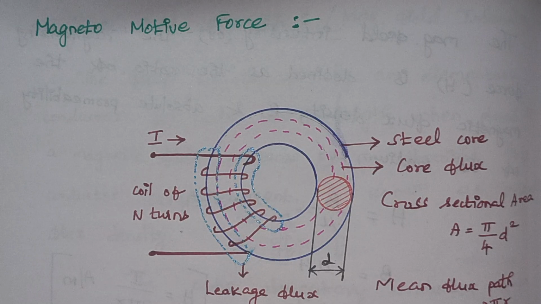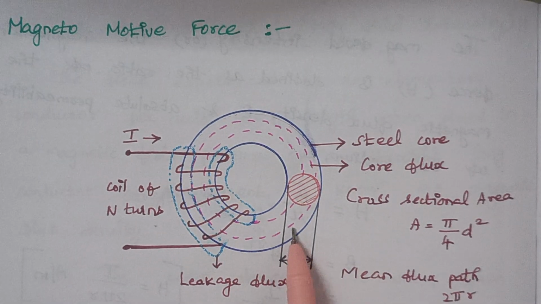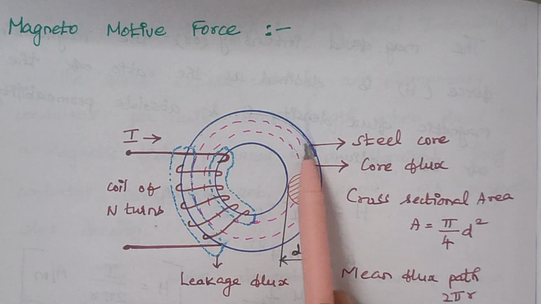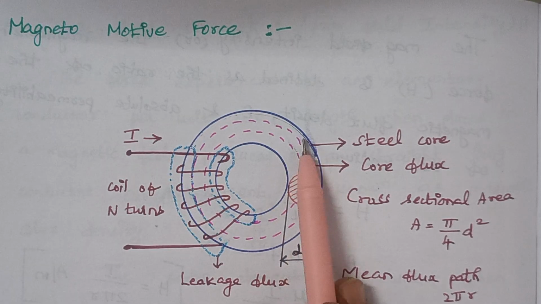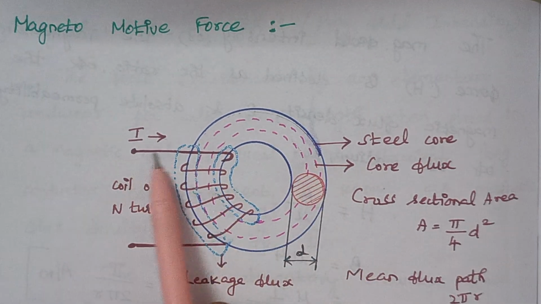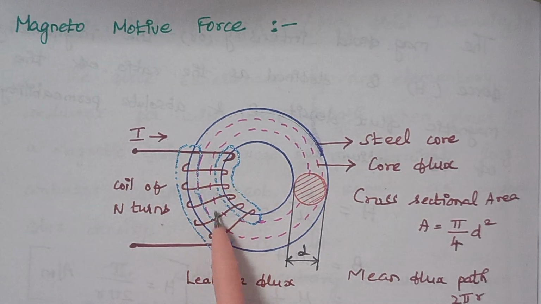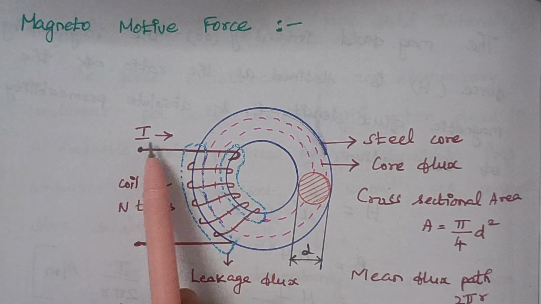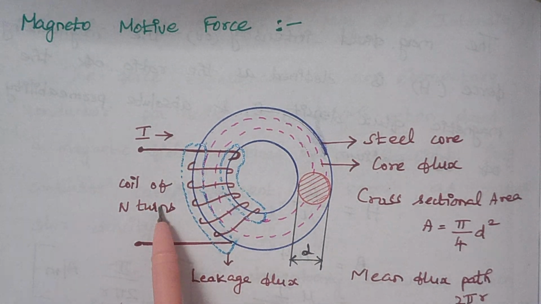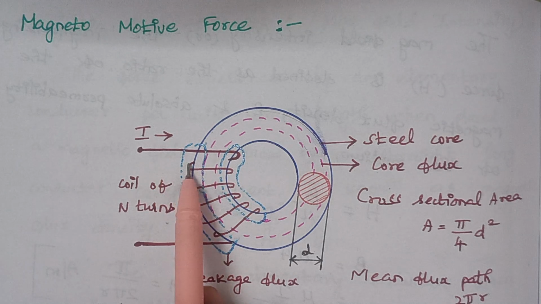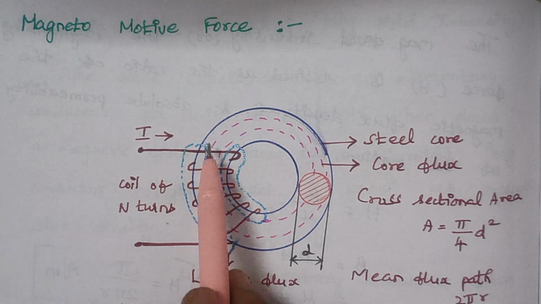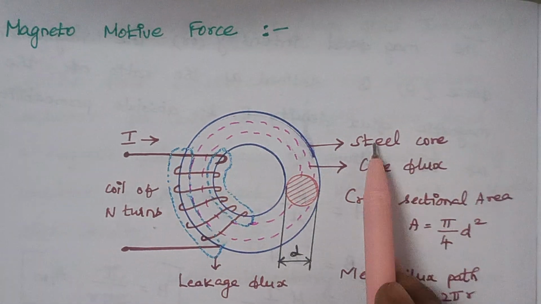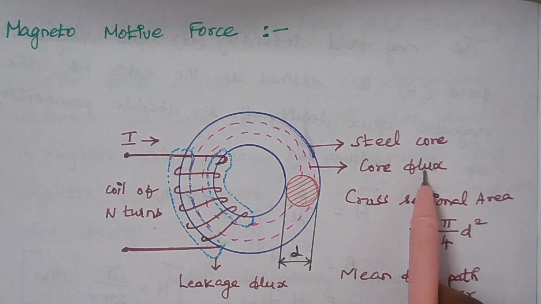We start our discussion today with magnetomotive force. Here, as we all know, this is a steel core. To this steel core, I have some coils bound around it, and through these coils I am giving a current of I amps. This current in turn creates a flux, which is denoted here as the core flux.